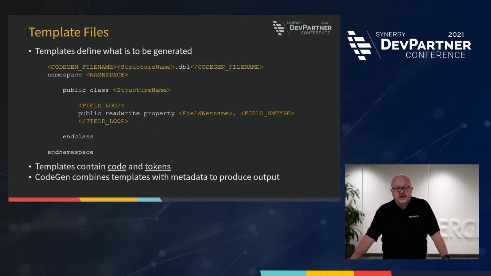And some of the tokens, most of them here, get replaced with something, but other kinds of tokens get acted upon. So you can see in the middle of the screen, we have field loop, and then slightly below it, end of field loop. And then there's a public read-write property statement between the two. That's going to basically produce that output for every field in the structure that we're producing. We'll talk more about these concepts as we go forward. What CodeGen does is very simple. It combines information from a template with metadata from the repository and or the method catalog in order to produce some kind of output.